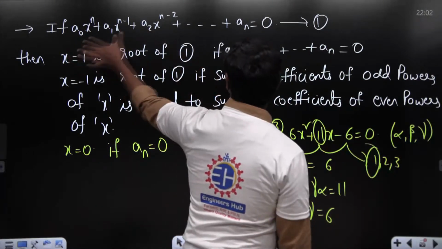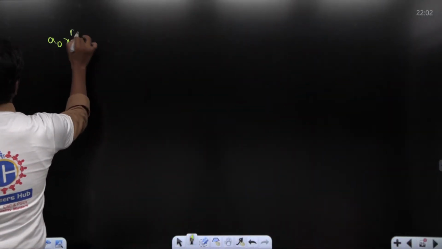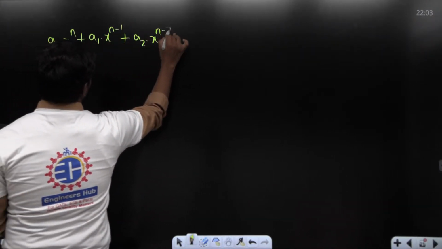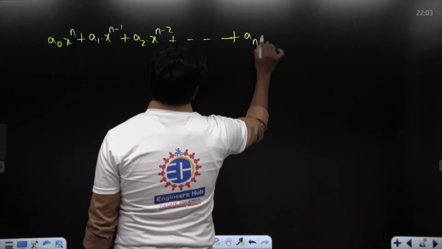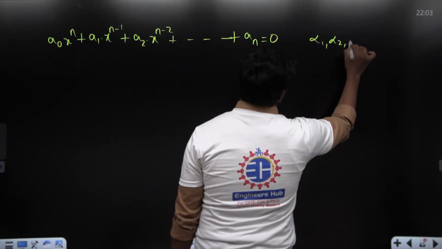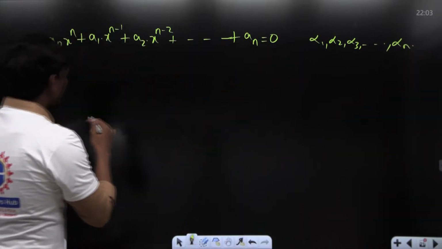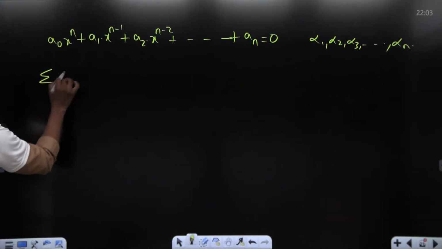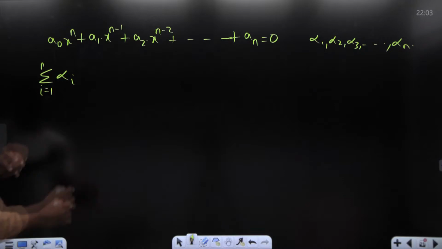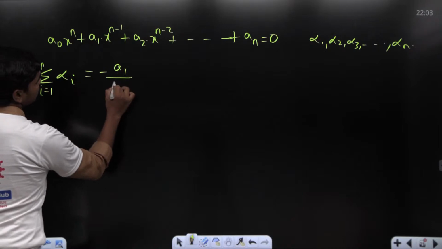one root. And normally for this polynomial, if you have a polynomial like this, a0 x power n plus a1 into x power n minus 1 plus a2 into x power n minus 2 and so on plus an, then definitely it's obvious that you have n roots of this equation, correct? Alpha 1, alpha 2, alpha 3 and so on, alpha n. You have n roots of this equation. So the sum of n roots, sigma alpha i running from 1 to n, given by alpha 1 plus alpha 2 and so on, is equal to minus a1 divided by a0.